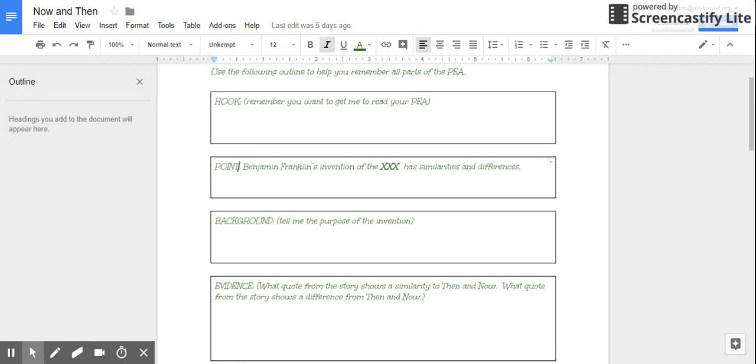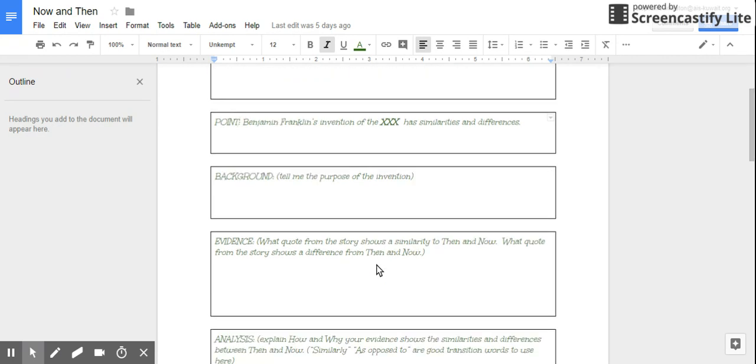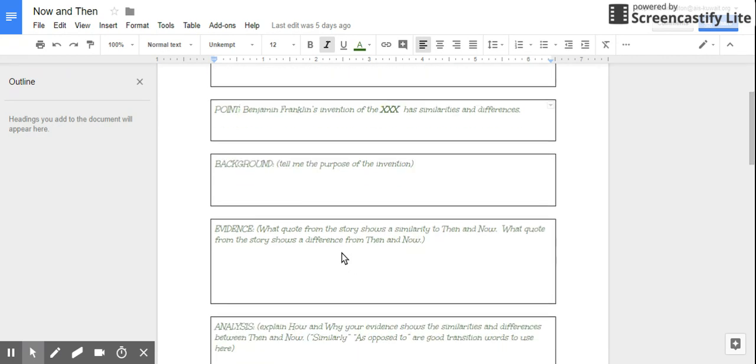The background. Tell me the purpose of the invention. So the purpose of the blank is to do something. So again, this could be one sentence, two sentences max if you know about the invention well enough. Also, guys, you're online. You have Google. If you think you need more information to find out how they're similar or different, Google the invention. It's a good learning opportunity.